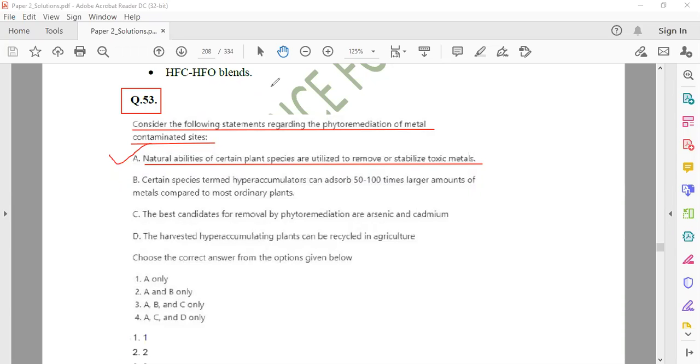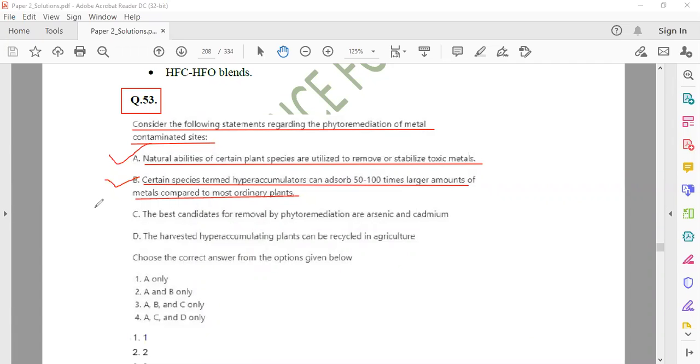Then next we see: certain species, termed hyperaccumulators, can absorb 50 to 100 times larger amounts of metal compared to most ordinary plants. Absolutely true, because these hyperaccumulators accumulate a huge quantity of heavy metal in their body. We call them hyperaccumulators. Hyper means होता है बहुत ज्यादा. So वो in comparison to normal plants के 50 to 100 times ज्यादा अपनी body के अंदर accumulate कर सकते हैं. For example, sunflower का आपने सुना होगा बहुत ज्यादा. Mustard is also one of them. So these kinds of things exist, so this statement is also true.